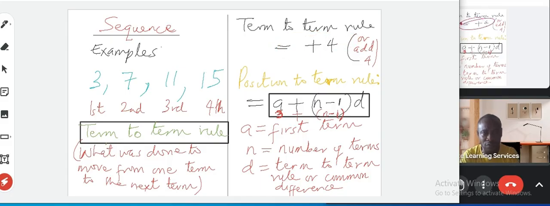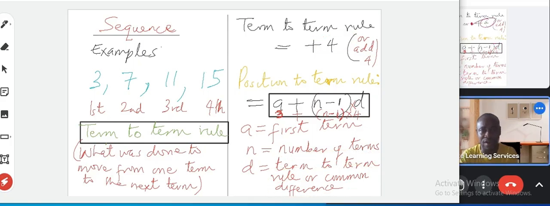Plus 4. That means times 4, because this thing means n minus 1 times d. Do you understand? Maybe I should just put the times here so that you know what I mean. Times d. So this will be times 4. So read out what I have written here. 3 plus, open the bracket, n minus 1, close the bracket, times 4. Remember, d is the term to term rule or common difference, which you said is 4.